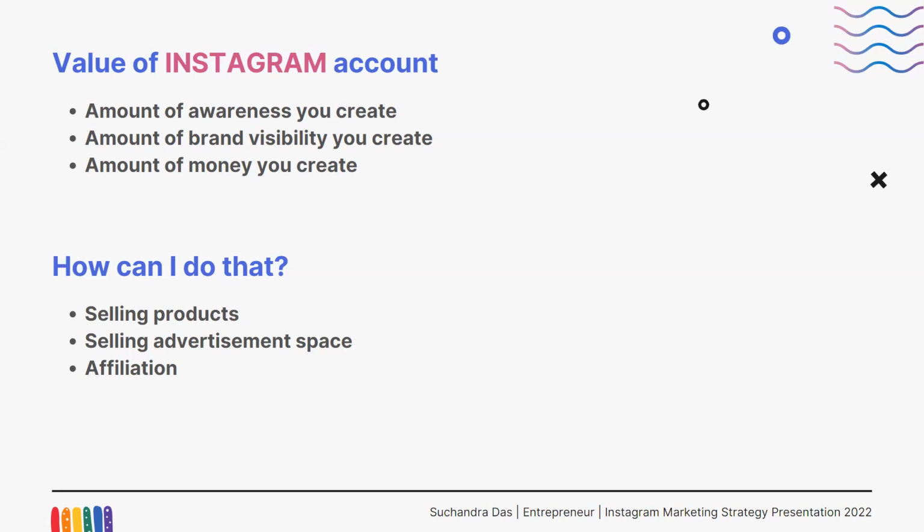So this is affiliation, and this is how we can earn money through it. Or organizations doing funding or social work can take people from Instagram to other links, and people can donate through them.